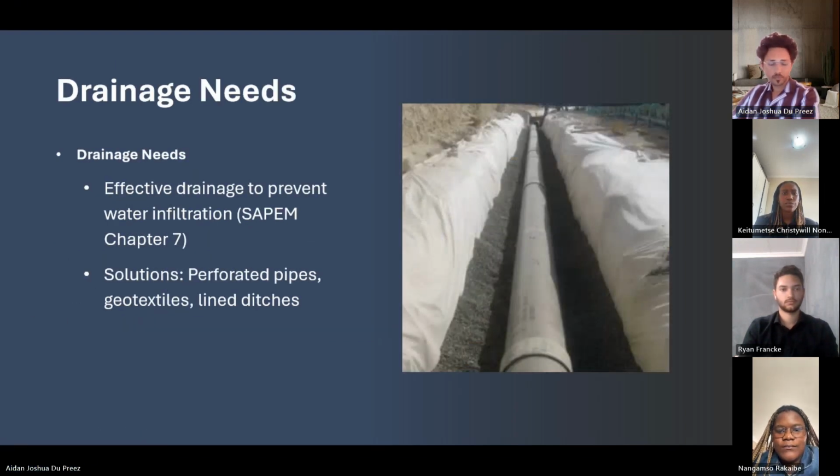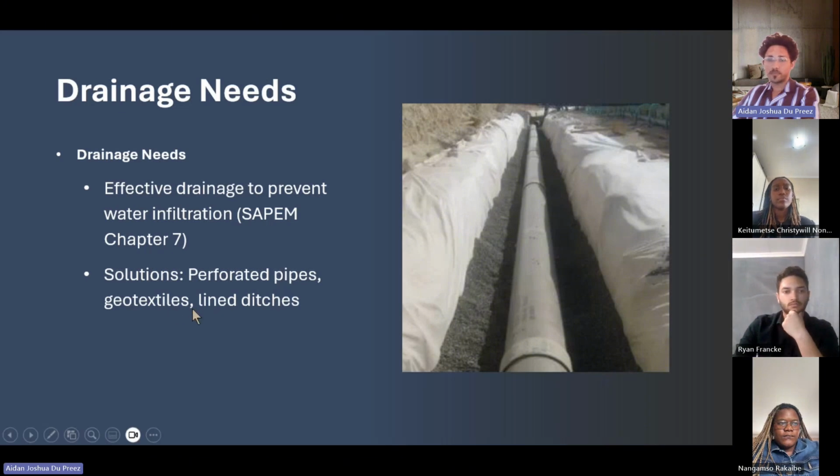Drainage needs. Water infiltration is one of the biggest threats to the pavement. Poor drainage can cause erosion, where soil particles are washed away, weakening the foundation. Strength loss. Wet soils lose their ability to support loads. The South African Pavement Engineering Manual, Chapter 7, outlines drainage solutions, where perforated pipes and geotextiles are used to manage underground water, whereas the lined ditches handle the surface water flow efficiently.